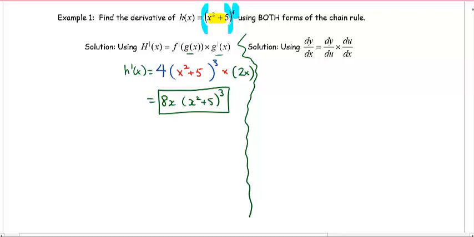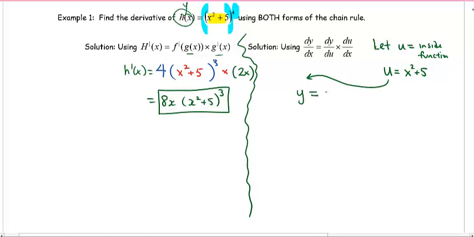Okay. Now, how about this other method here? The alternate form of the chain rule. So, dy dx, the derivative of y, in this case we can call this h of x, y as a function of x, is equal to the derivative of y with respect to u. So in this case, what you need to do is find something that equals u. And the thing that you want to be equal to u is always the inside function. So in this case, u equals x squared plus 5. And because of that, you can then say y is equal to not x squared plus 5 to the power of 4, but u to the power of 4.